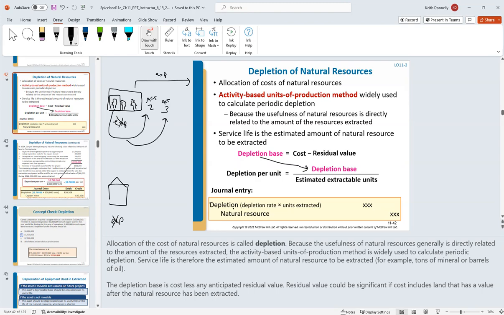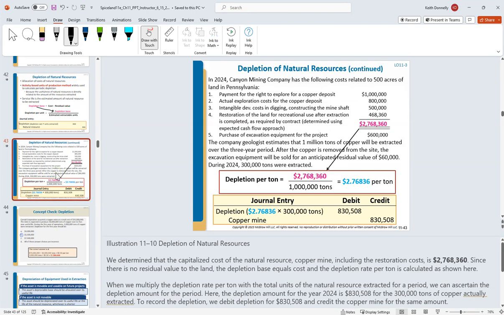That would be the journal entry, debit depletion, credit natural resource. Let's look at some numbers here, an example. Looks like they bought land. They had all of these costs for looking for oil and gas. That's going to be our depletion base in this case: payment, actual, intangible, restoration. That's our base. If we go back here, cost minus residual value.